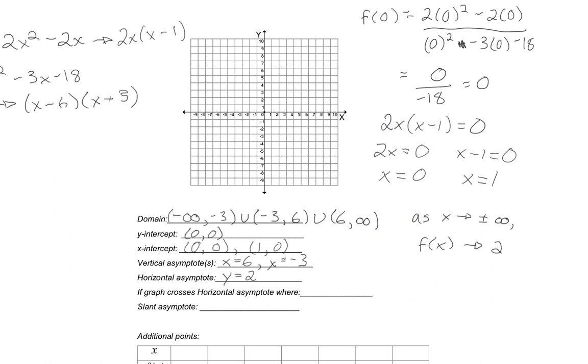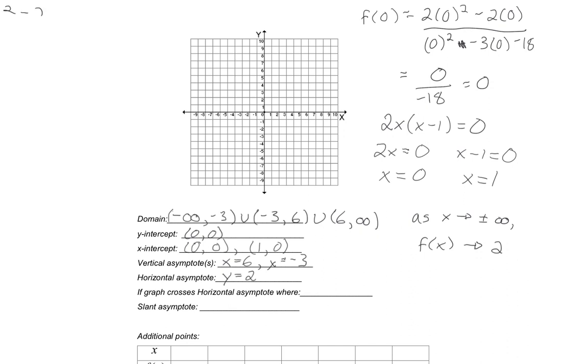And so I'll keep going through this while I erase that. Earlier, we just had to set the numerator equal to 0 because we knew that nothing on the denominator could make it equal to 0. But now we need to consider the whole function for this, okay? So I'm going to consider 2x squared minus 2x divided by x squared minus 3x minus 18 equaling 2, okay?